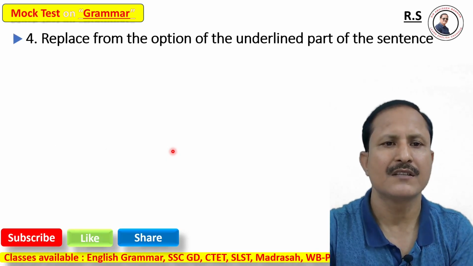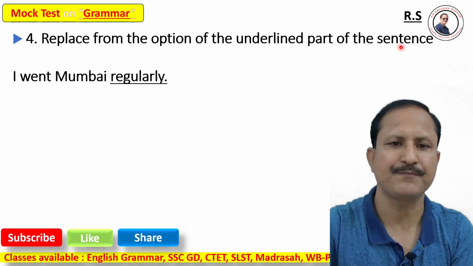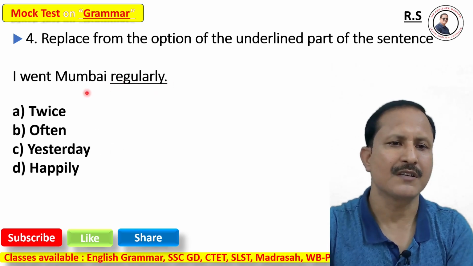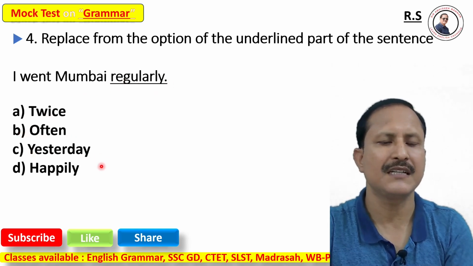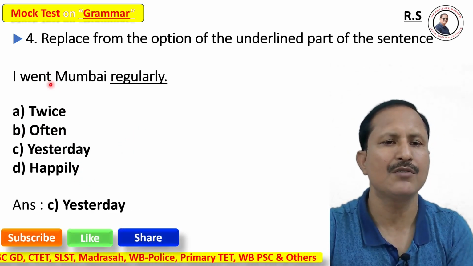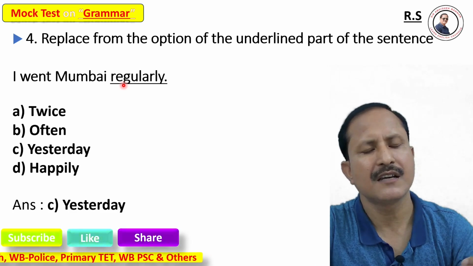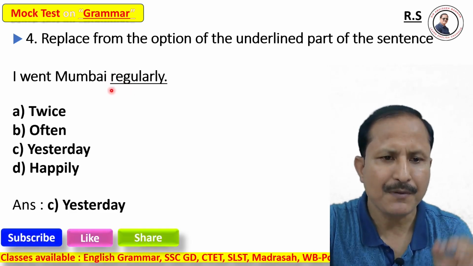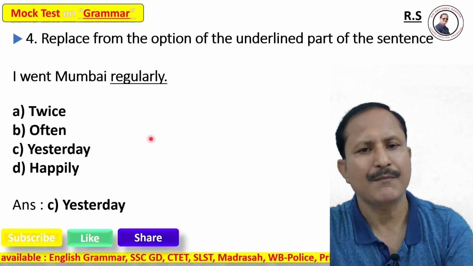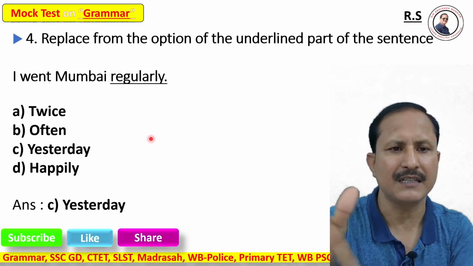Next, question number four. Same direction. Replace the underlined part of the sentence. The sentence: I went Mumbai regularly. Four options. Option A, twice. Option B, often. Option C, yesterday. Option D, happily. Here, the correct option is option C, yesterday, because I went Mumbai regularly. Here, this is an adverb of time. The adverb of time should be: I went Mumbai yesterday. The detailed class on adverb is already uploaded in this channel.